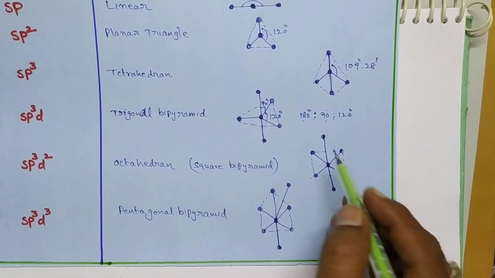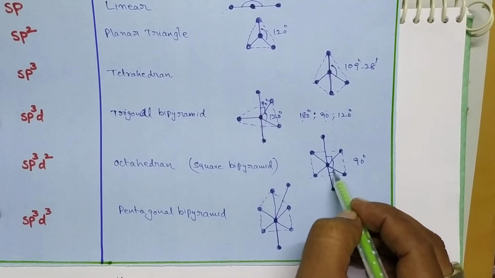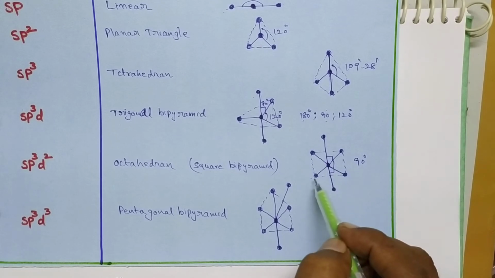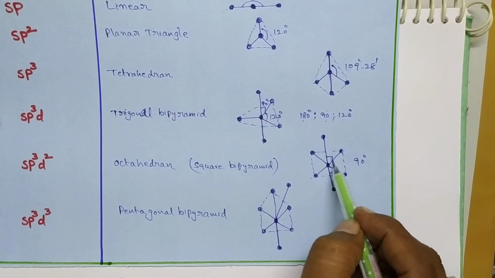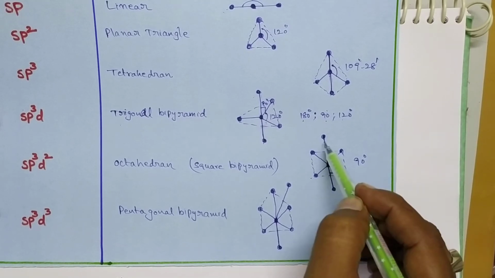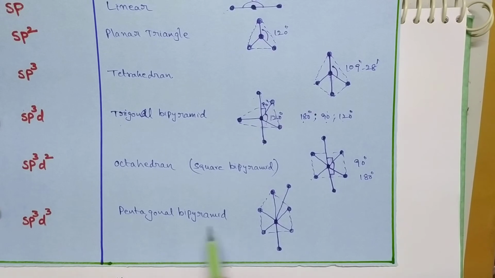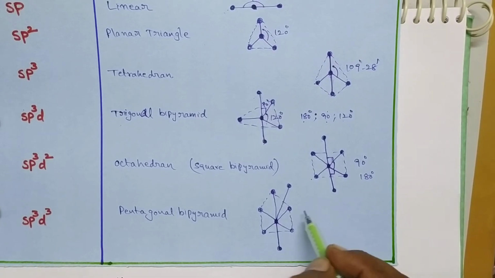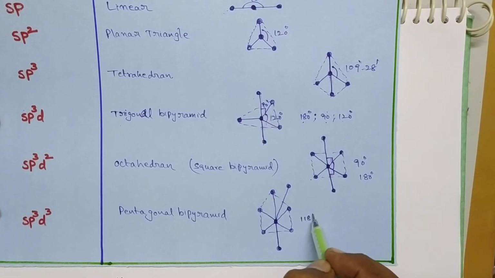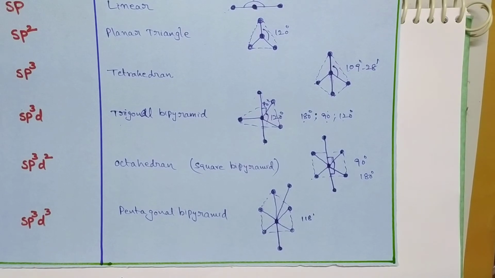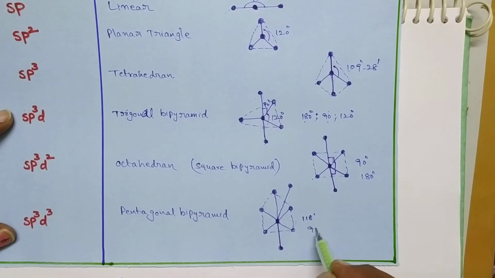In case of octahedron the bond angle is 90 degrees. So anywhere the bond angle will be 90 degrees. Since this forms a square and these are perpendicular to the plane of the square, here the bond angle is 90, here also 90, here also 90, and between these two the bond angle will be 180. And in case of pentagonal bipyramidal structure the bond angle slightly decreases from 120, to nearly 118 degrees, and these two are perpendicular to the plane of the pentagonal ring, so there exist 90 degrees also.